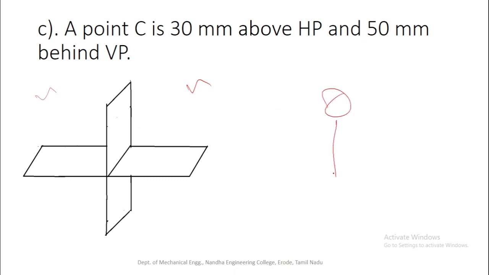So the observer is here. Behind VP means the point is placed in the second quadrant only. There is no doubt. So the point C is 30 mm above HP and 50 mm behind VP. Here we assumed that the vertical plane is transparent, so the front view will be projected on the vertical plane. The actual distance between the object and HP is 30 mm.